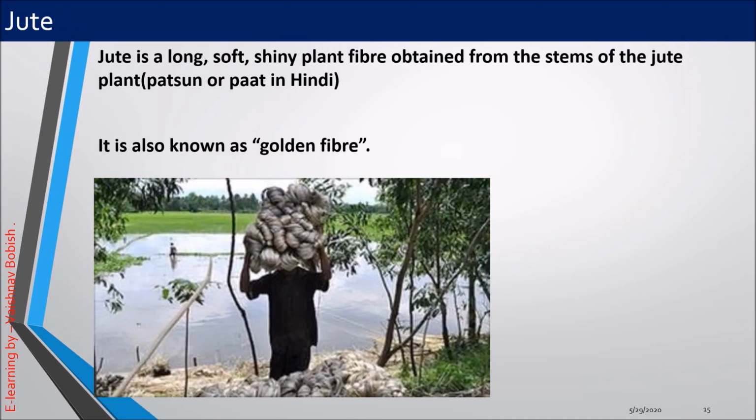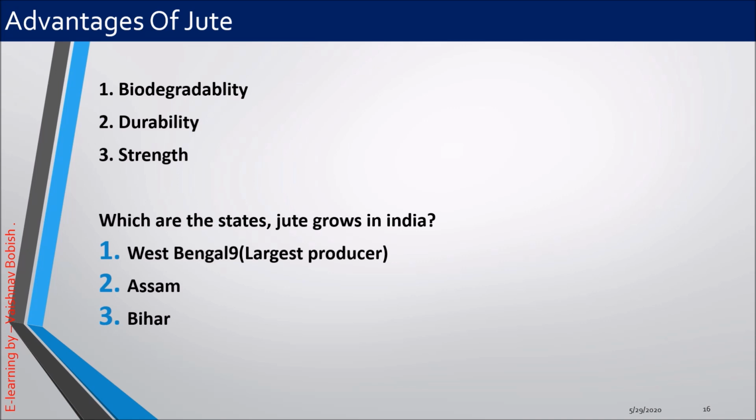Jute. Jute is a long, soft, shiny plant fiber obtained from the stems of the jute plant, which is patsan or pat in Hindi. It is also known as golden fiber. Advantages of jute: biodegradability, durability, and strength. Which are the states jute grows in India? West Bengal, largest producer, Assam, and Bihar.